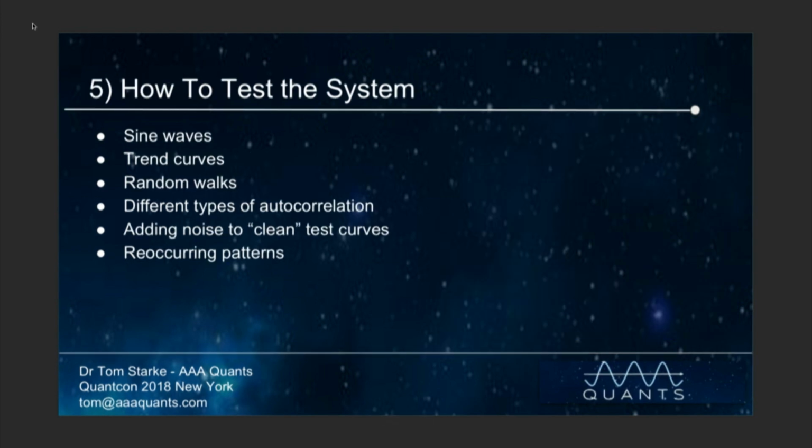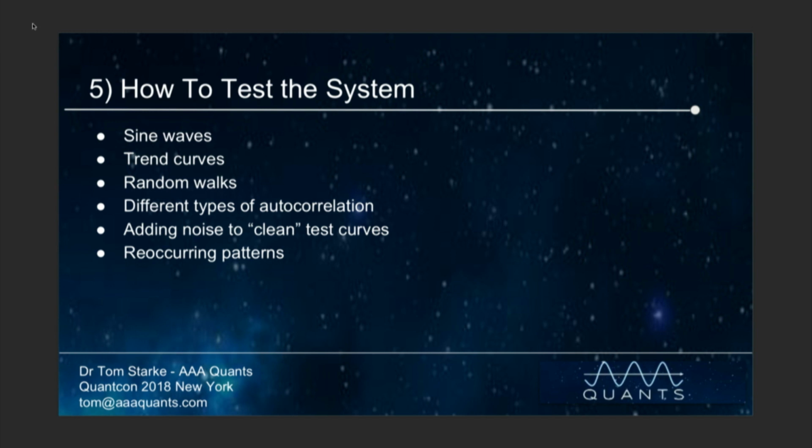How do you test the system? Initially, I thought, well, I just want to see whether it does anything. And so I started with really simple stuff, like sine waves and trend curves, and then I just used a simple random walk. And then different types of artificial autocorrelated series. And then once I've done this, I added some noise to the clean curves, like added some noise to the sine waves, added some noise to the trend curves.